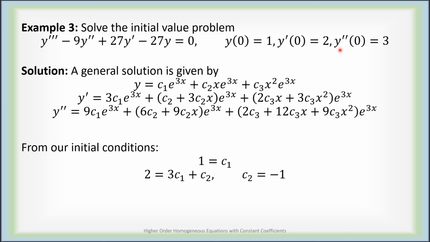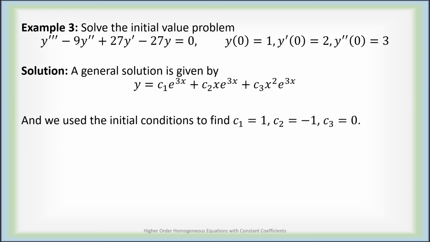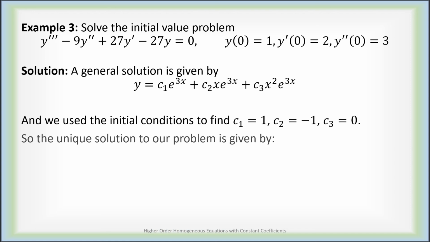And then let's use y''(0) is 3 by taking this expression for y'' and setting x equal to 0. 3 is equal to 9c1 times 1 + 6c2 + 0 times e^0 + 2c3 + 0 e^0. Altogether, 3 is equal to 9c1 + 6c2 + 2c3. Since we already know the values of c1 and c2, we can solve, and we find that c3 is actually 0. So we determined that c1 is 1, c2 is -1, and c3 is 0. Therefore, our solution can now be written explicitly: e^(3x) times 1, x e^(3x) times -1, and x^2 e^(3x) times 0, or just y = e^(3x) - x e^(3x).